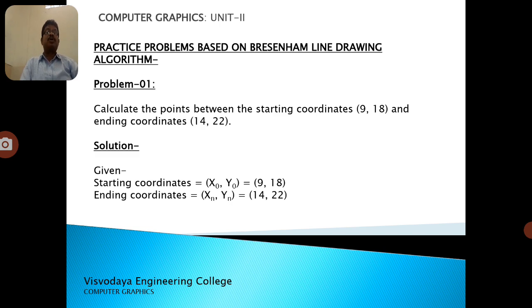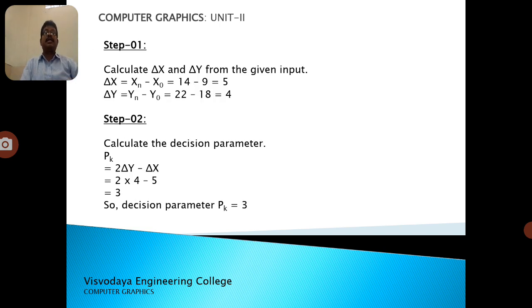So what are the starting coordinates? 9, 18. 9 is the x coordinate and 18 is the y coordinate of the initial point, and 14 is the x coordinate and 22 is the y coordinate of the ending point. Now we will calculate delta x and delta y. Delta x equals xn minus x0, which is 14 minus 9, which equals 5. Delta y equals yn minus y0, which is 22 minus 18, which equals 4.